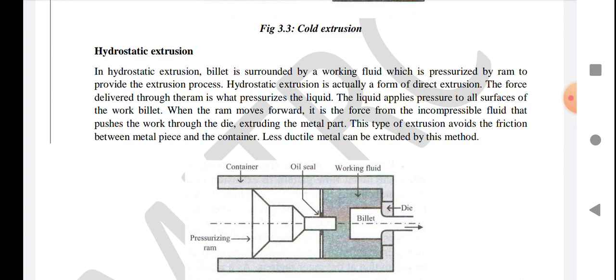When the ram moves forward, it is the force from the incompressible fluid that pushes the work through the die, extruding the metal part. This type of extrusion avoids the friction between the metal piece and the container. Less ductile metal can be extruded by this process.